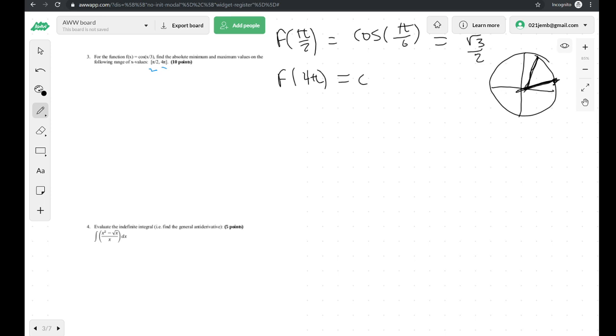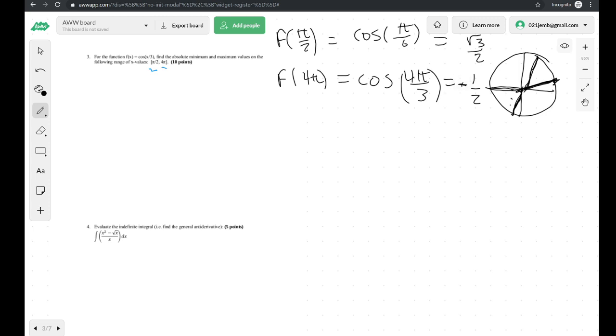Now the cosine of 4 pi over 3, well, we know that that's just 1 pi over 3 more than 3 pi over 3, right? And 3 pi over 3 is pi, so it's somewhere over here, and then 4 pi over 3 is an extra third, so it's somewhere over here. And that clearly is negative a half, so that's negative 1/2. So we have that.